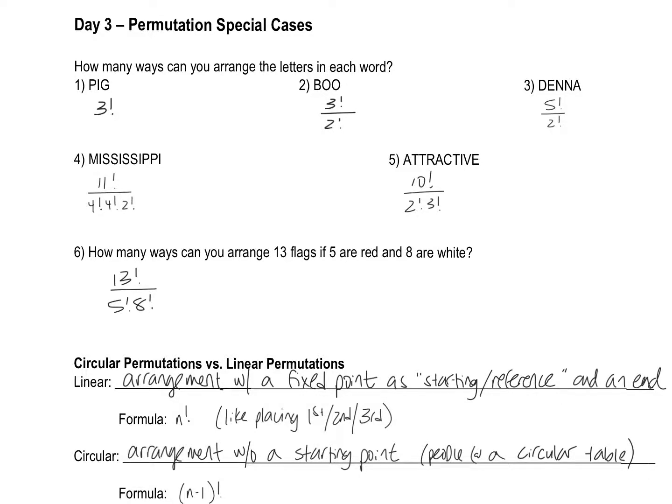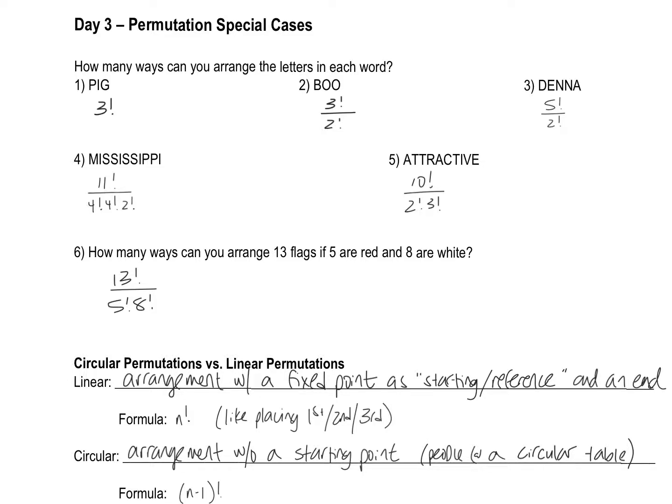All right, guys, today we're doing day 3 of permutation, which is special cases. I have a lot of stuff already filled out here, so feel free to pause the video and go back if you need to. But the very first types of equations: how many different ways can you arrange stuff? We're just going to use factorials here because it's pretty simple.